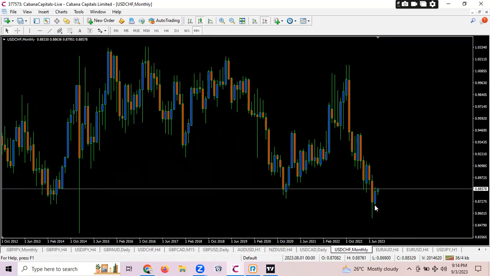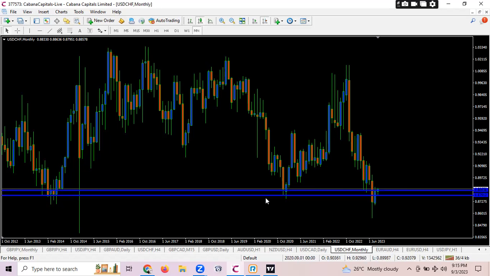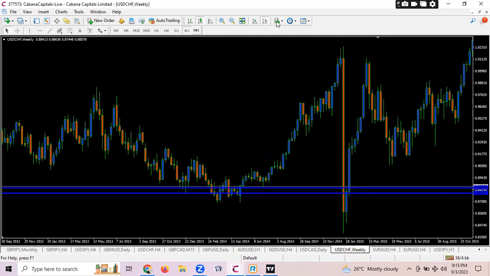So you can see on the monthly time frame, this is a bullish setup. We had a previous support here, which has become a resistance, and we had support here. The current month candle is trading above this support turned resistance. Let's go to weekly to see it clearly.